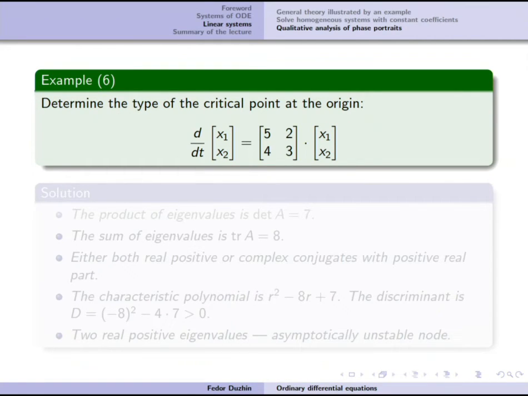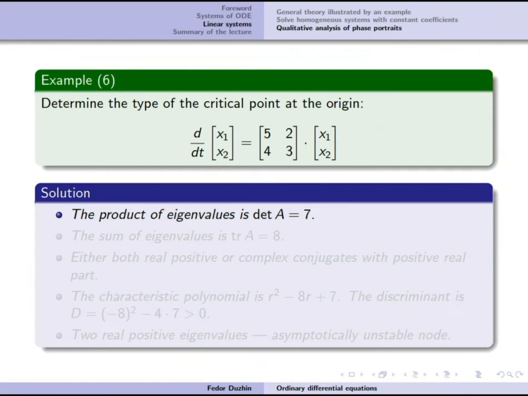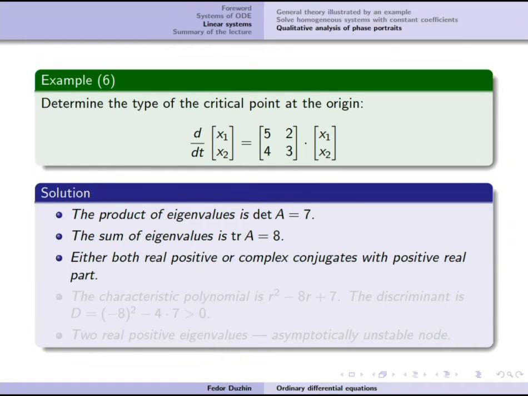All right, how about this one? So here, the matrix is not symmetric. So the product of eigenvalues is 7. The sum of eigenvalues is 8. So it's the trace. So it means that the eigenvalues could be real positive numbers or could be complex conjugate numbers with positive real part.